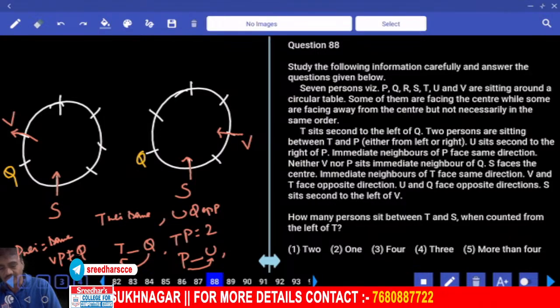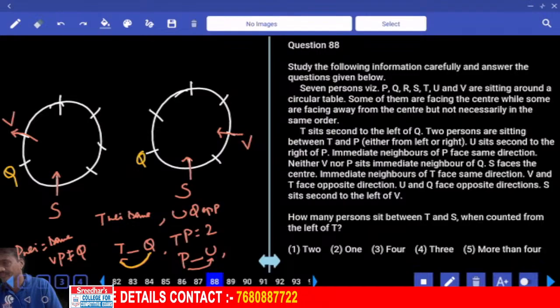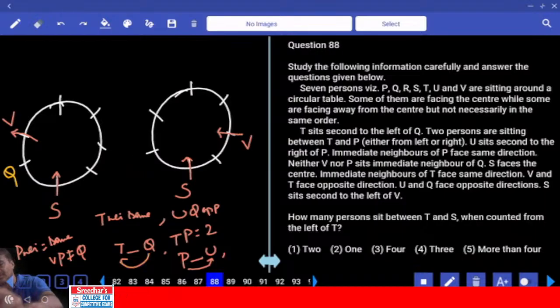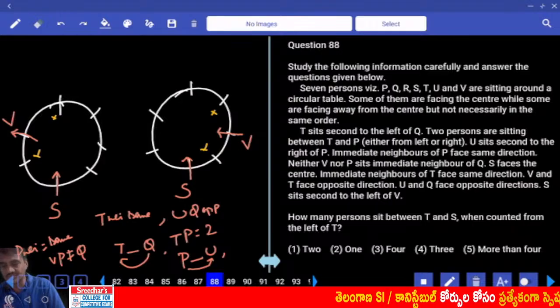Now Q is seated second to the left of T, right? Here V and P are not adjacent to Q. As V and P are not adjacent to Q, that means Q cannot be here, cannot be here. Then, as Q cannot be in these two places, what are the other possibilities for this Q? Where can we have this Q?